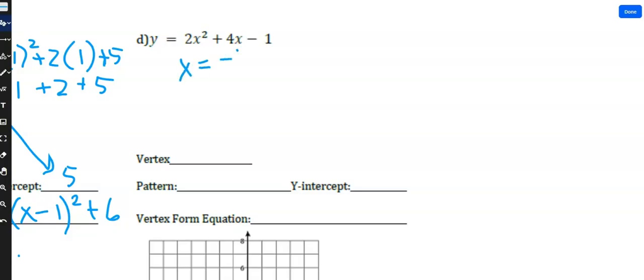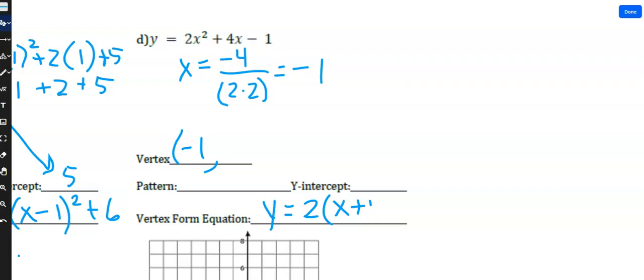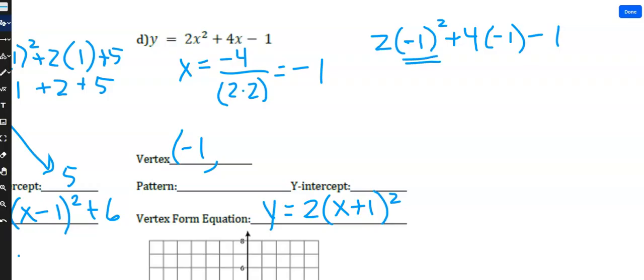So opposite of b over 2 times a, so that's going to give me a negative 1. So now we know that. We know that the a value is a 2, and if I know the h is a negative 1, so we got this part so far. Got to plug in the negative 1. Okay. So we do that, plus 4 times negative 1, minus 1. So 1 times 2 is 2, minus 4, minus 1.